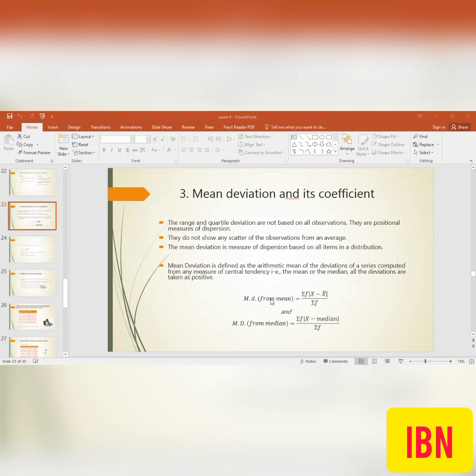It's a mean deviation from mean. When we take the deviations of the observations from their mean, it's called the mean deviation about mean. And when we take the deviation of the entire data set, every x value, from its corresponding median, it's known as the mean deviation about median.